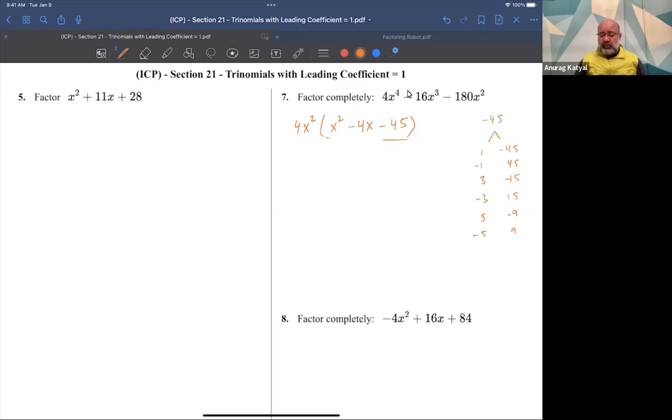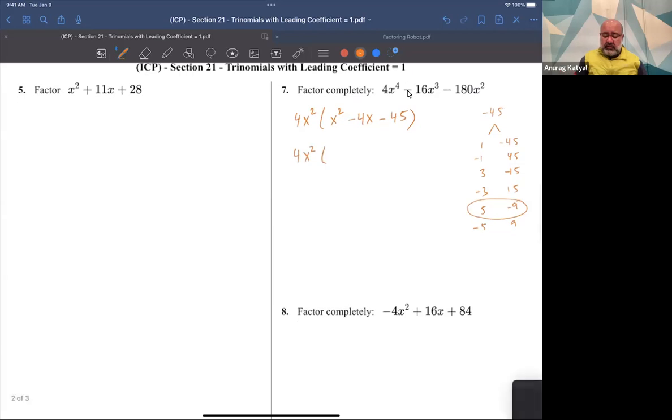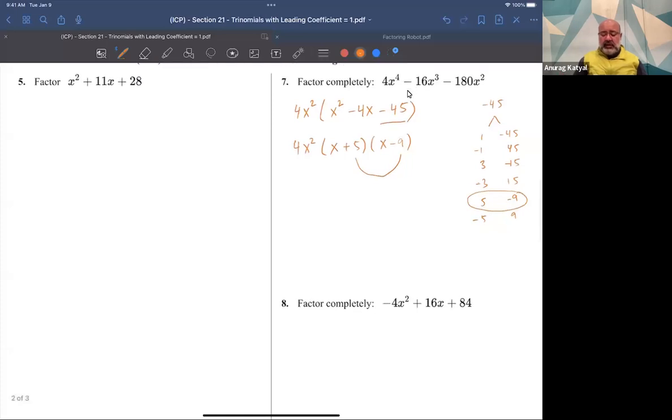And we're looking to see which one of these, if any, add up to negative 4. Well, the second to last actually works. 5 minus 9 is negative 4. So I know that my answer will be 4x squared times x plus 5 times x minus 9. And again, just to verify, 5 times negative 9 is negative 45. That's what we wanted. 5 minus 9 is negative 4. That's what we wanted as well.